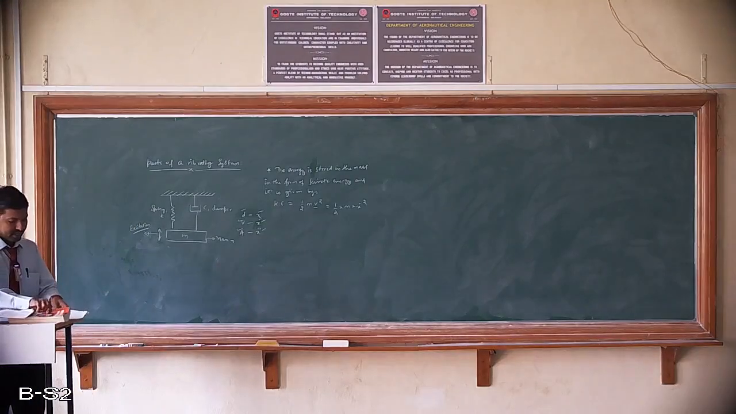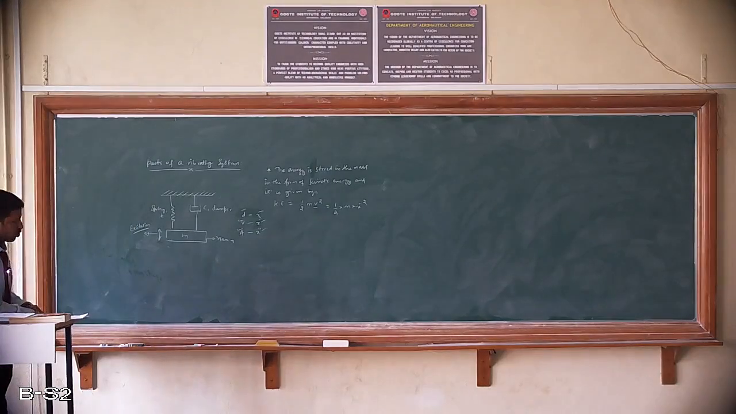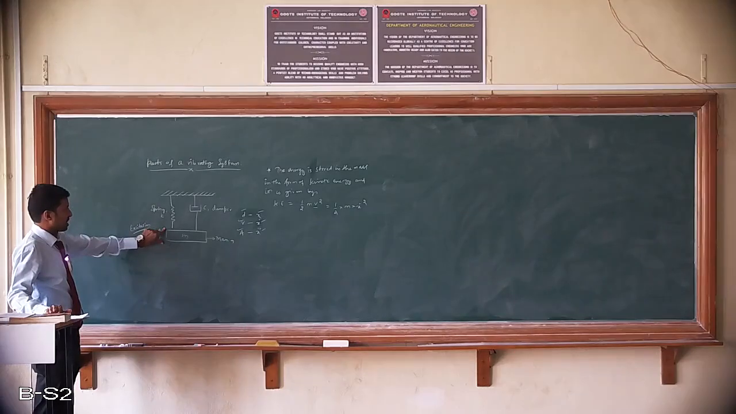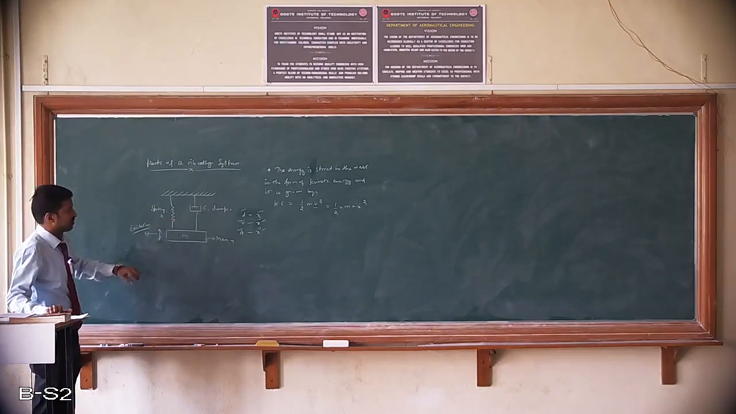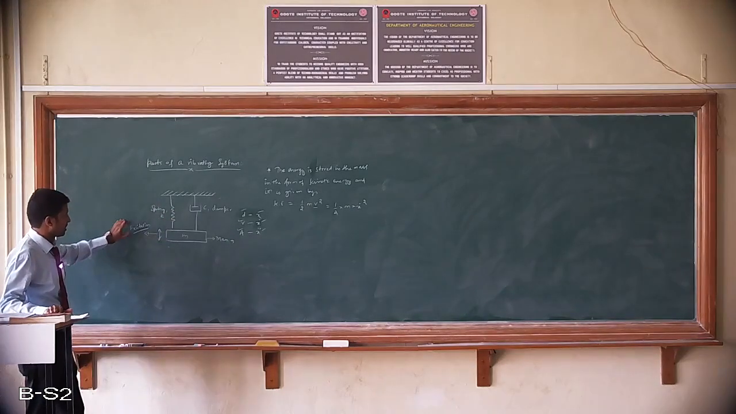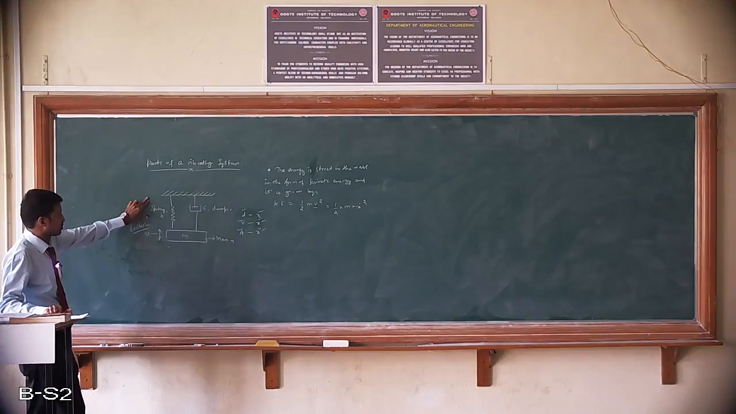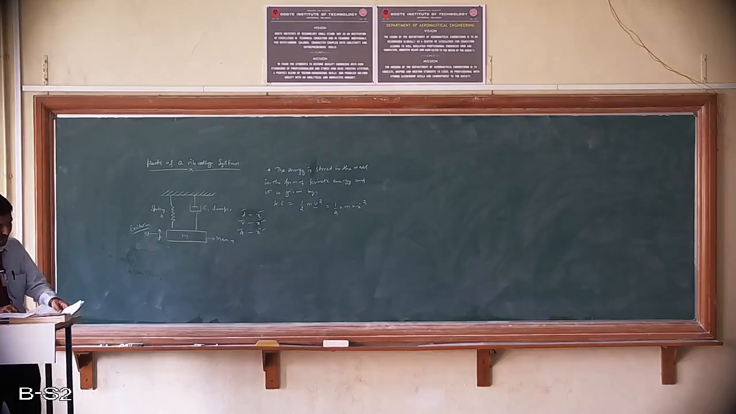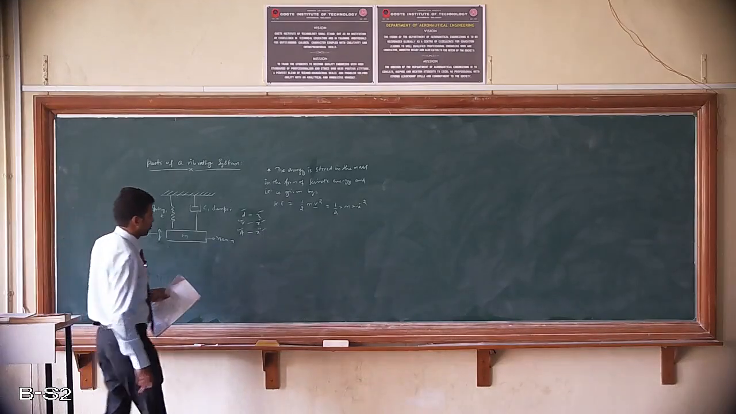Similarly, in the case of spring, the energy is stored in the form of potential energy. We have seen the energy is stored in the mass in the form of kinetic energy, given by half m v square. Similarly, the energy is stored in the spring in the form of potential energy, and it is given by half into k into x square.